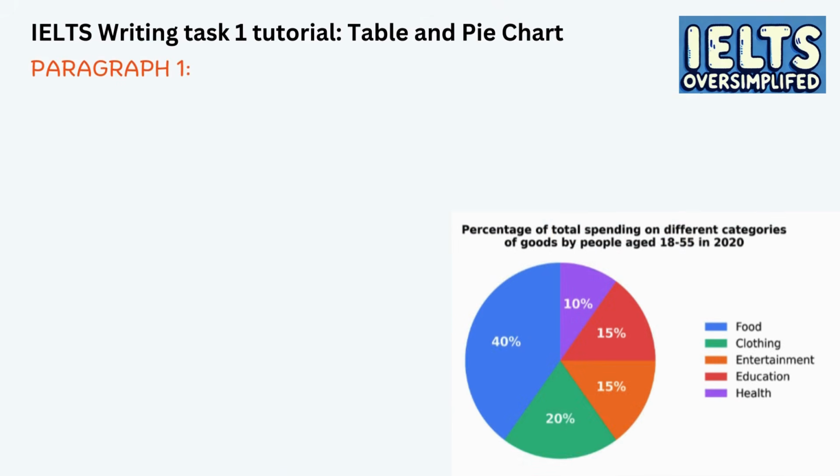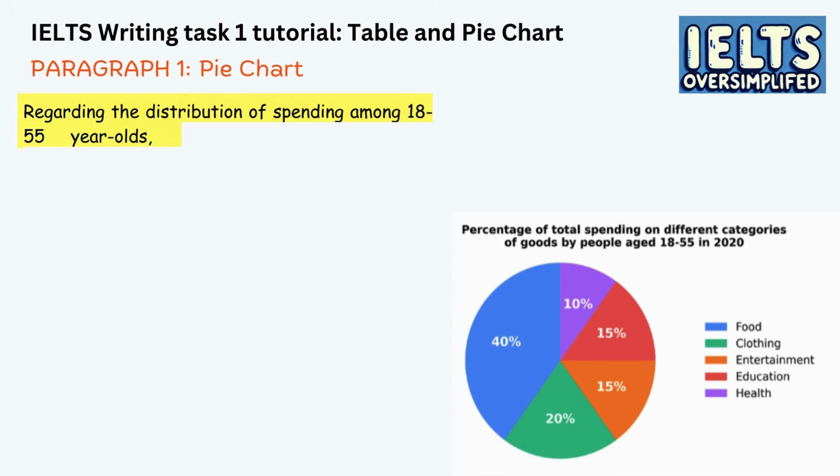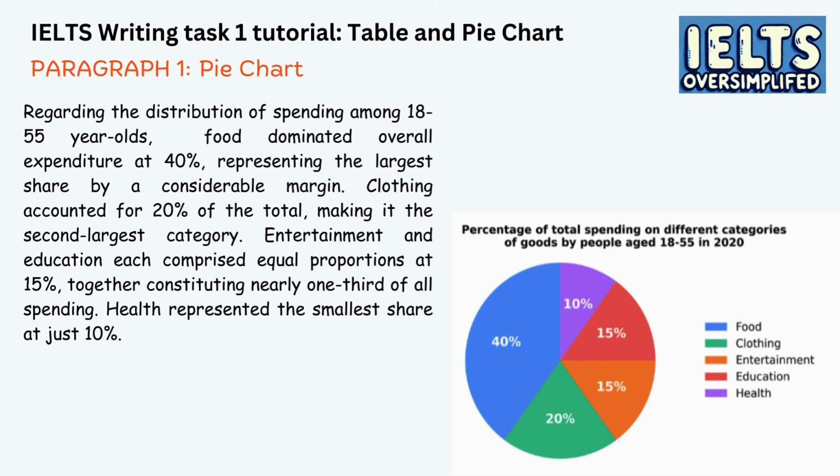Now, let's write our first body paragraph about the pie chart distribution. We'll start with a clear topic sentence. Regarding the distribution of spending among 18 to 55-year-olds, this signals to the examiner what this paragraph will cover. Here's the complete paragraph. Regarding the distribution of spending among 18 to 55-year-olds, food dominated overall expenditure at 40%, representing the largest share by a considerable margin.